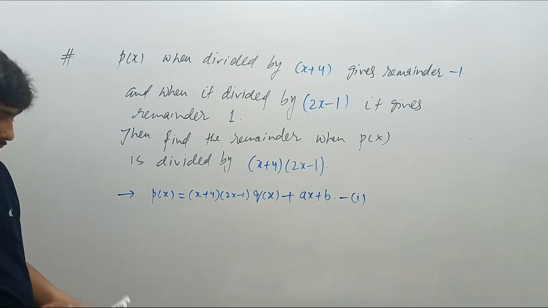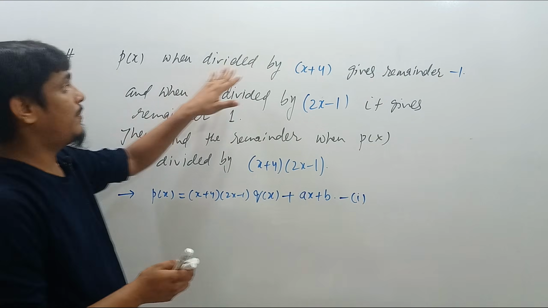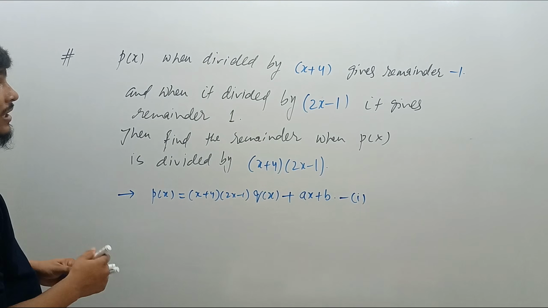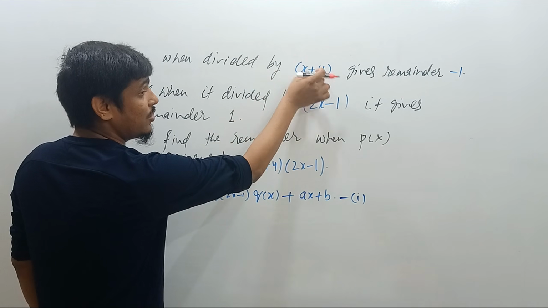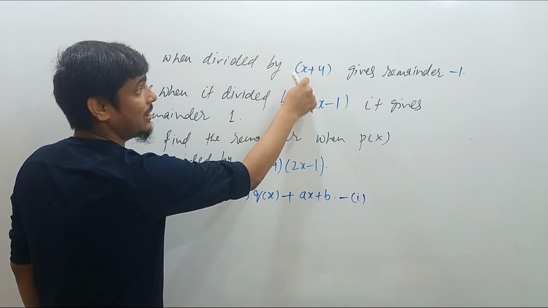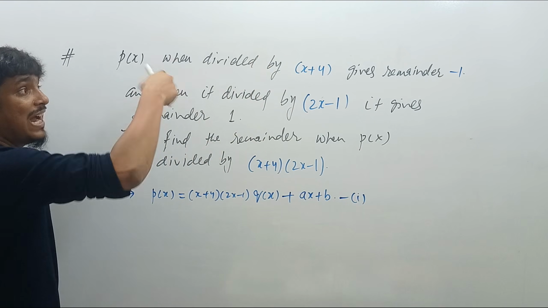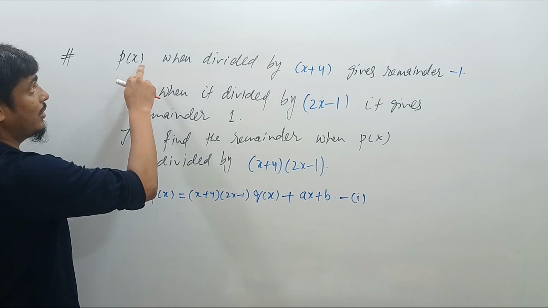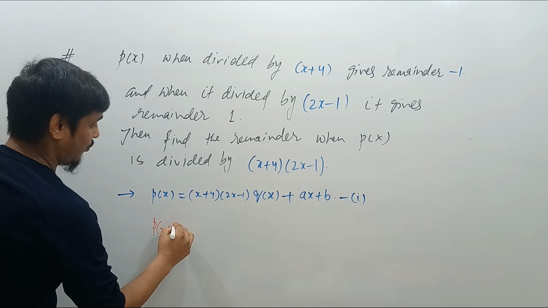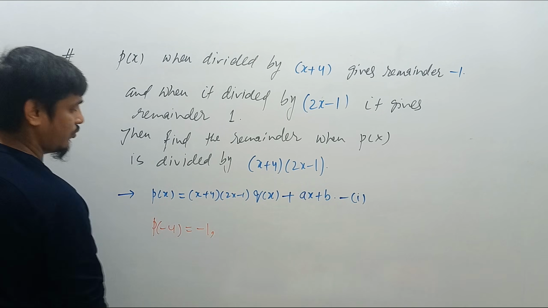Now what is given? When p(x) is divided by x plus 4, it gives remainder minus 1. What does it mean? We find the value of x from here: x plus 4 is 0, so x is minus 4. So at x equal to minus 4, the value of p(x) is minus 1. So p(minus 4) is equal to minus 1.